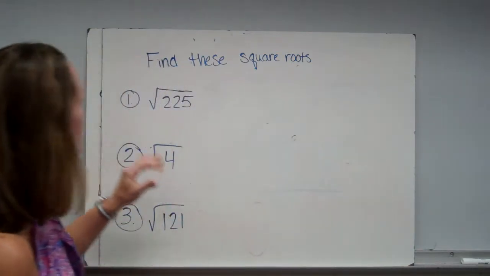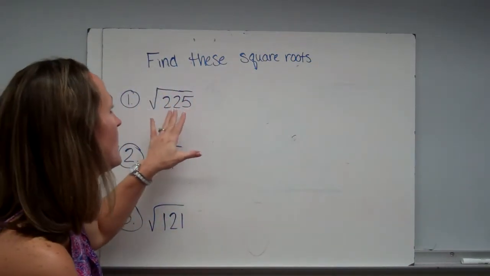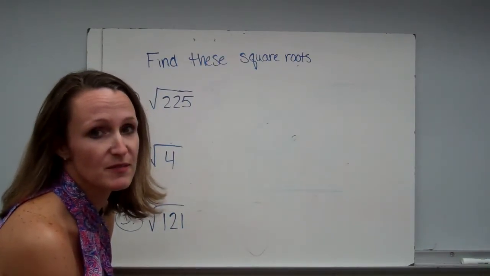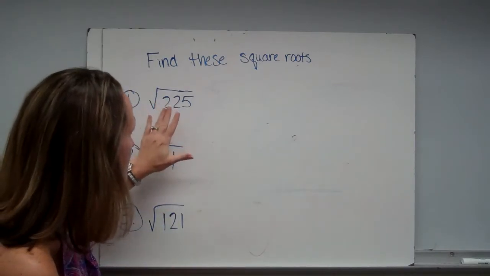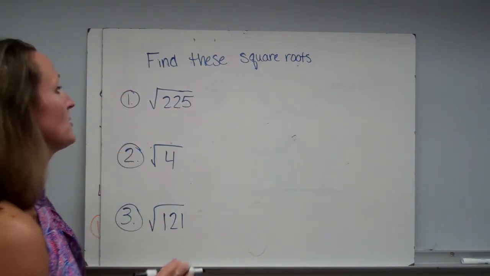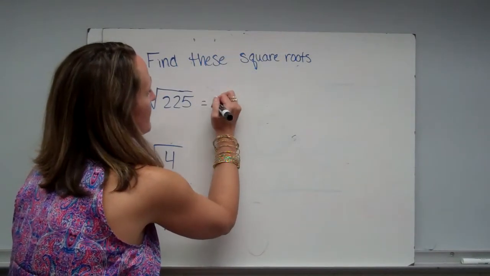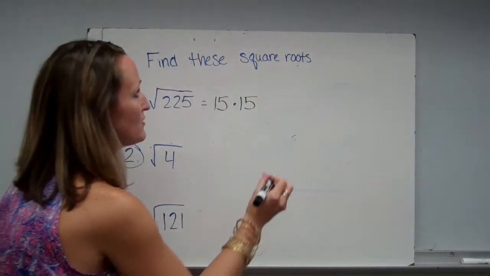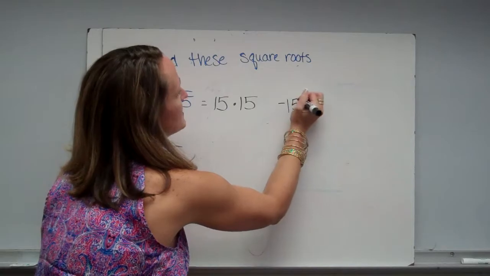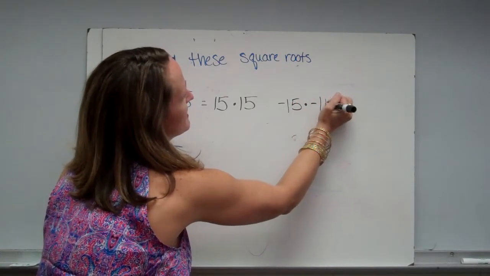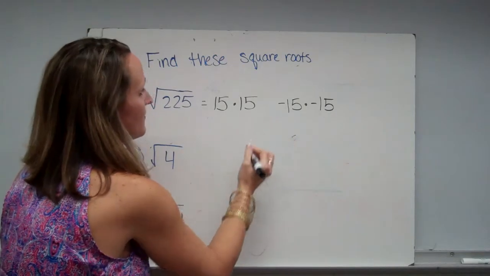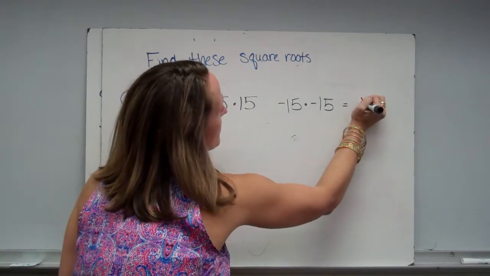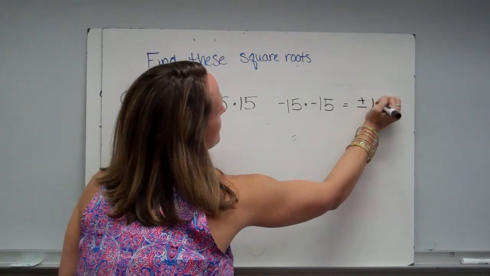So let's try some examples. First one: the square root of 225. If you don't know all your perfect squares, you should soon, because I'm going to give you a quiz on them. What times itself equals 225? Well, I happen to know that 15 times 15 equals 225. Also, negative 15 times negative 15 equals 225. So we would say that the square root of 225 is equal to positive and negative 15.